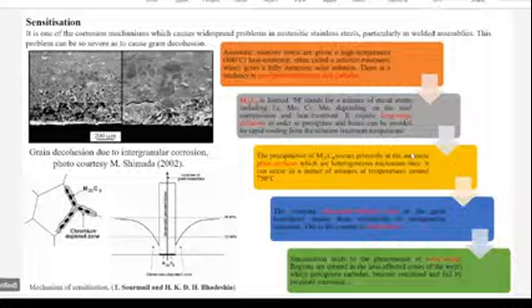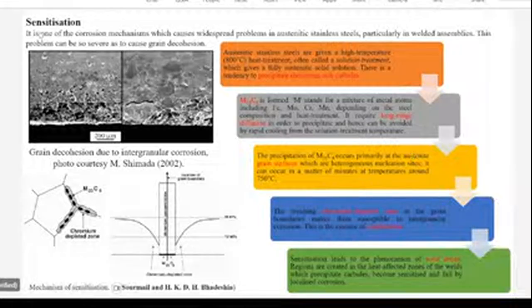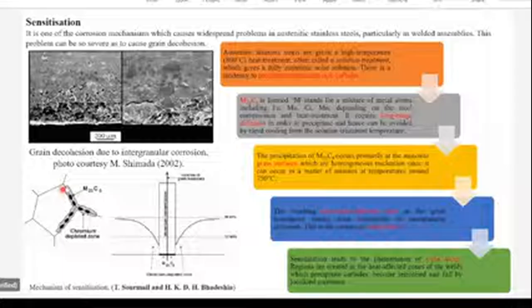So I'll start where I've ended. Sensitization I was talking about in the last session. Sensitization is particularly an issue in austenitic stainless steel, where this chromium carbide formation is happening in the grain boundaries. One second. Yeah, my pointer is this. So grain boundaries you can see here. This is the grain boundaries, and this chromium carbide formation is happening in these grain boundaries.